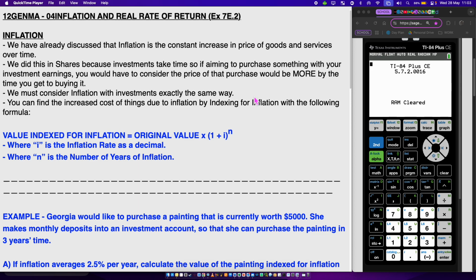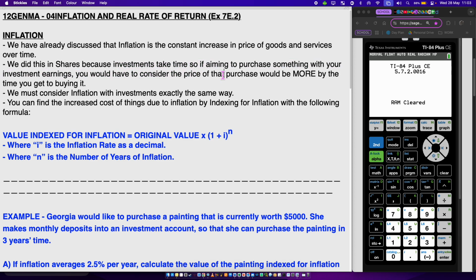Inflation and real rate of return. This title might seem familiar to you because we did the exact same thing in shares. We've already discussed inflation is the constant increase in price over time. We did it in shares. Why? Because investments take time.